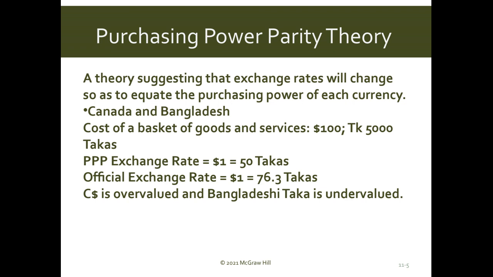So let's take this example. First, let me read this theory. A theory suggesting that exchange rates will change so as to equate the purchasing power of each currency. Let's take the example of Canada and Bangladesh. So suppose cost of a basket of goods and services in Canada is $100. So we have few goods and services, and this is a basket of those goods and services.